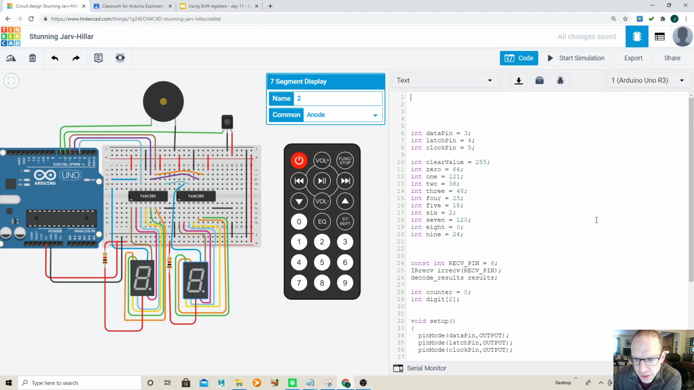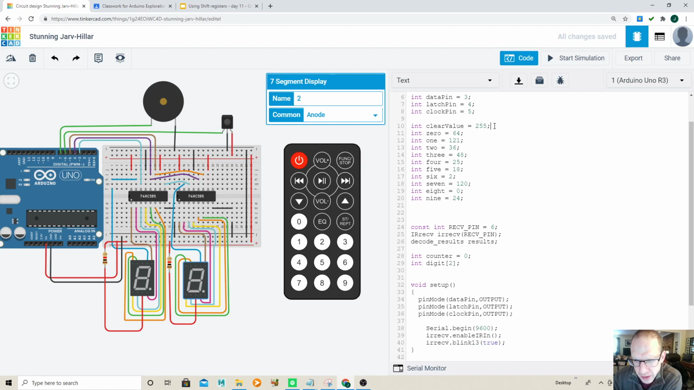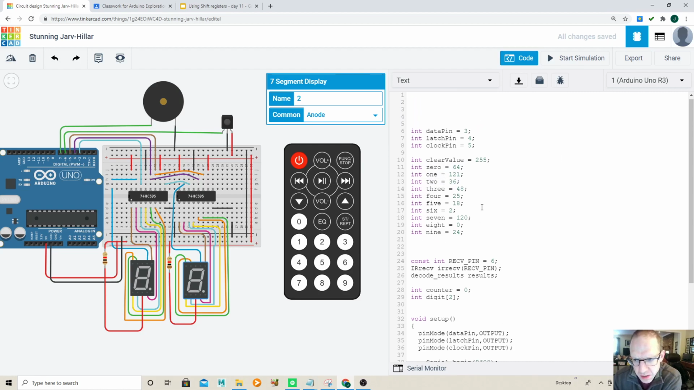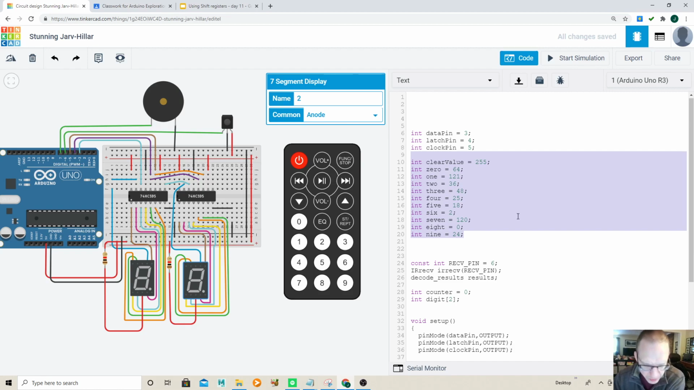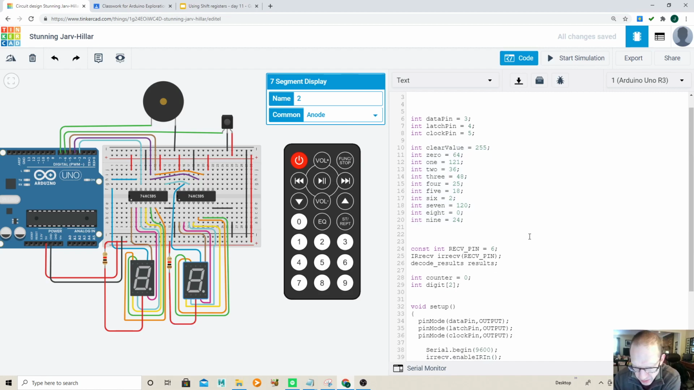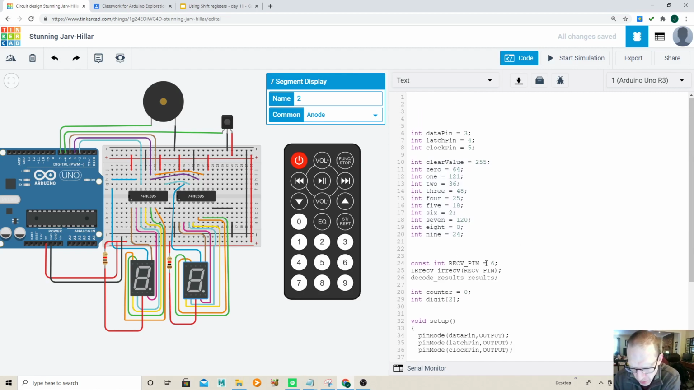So let me show you what to do. We're going to put clear value 255, and then 0 is 64, 1 is 121. It's from that chart. So take a minute and copy this down. This is going to be our binary numbers we're going to send into the shift registers. This part you don't need to worry about right now, so let me get rid of this.